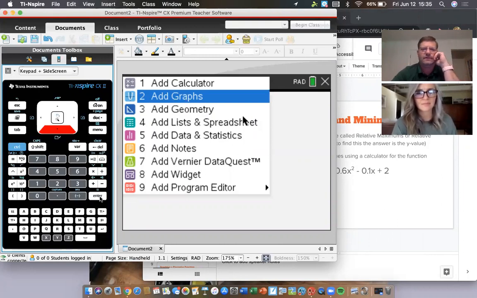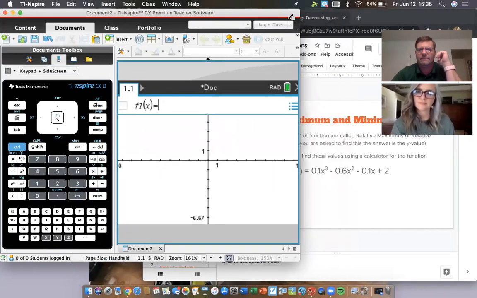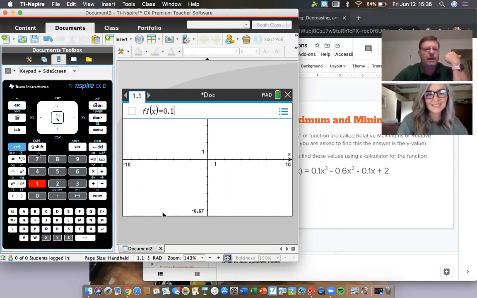So if I choose this, I have a blank graph screen. And this is why I needed to resize some things, because I can't see the function and my calculator at the same time. So I want to type this equation into my calculator, and your screen is above the buttons, but I'm doing the whole teacher thing here. 0.1, and then where is the X? There's no X button like on the 84.